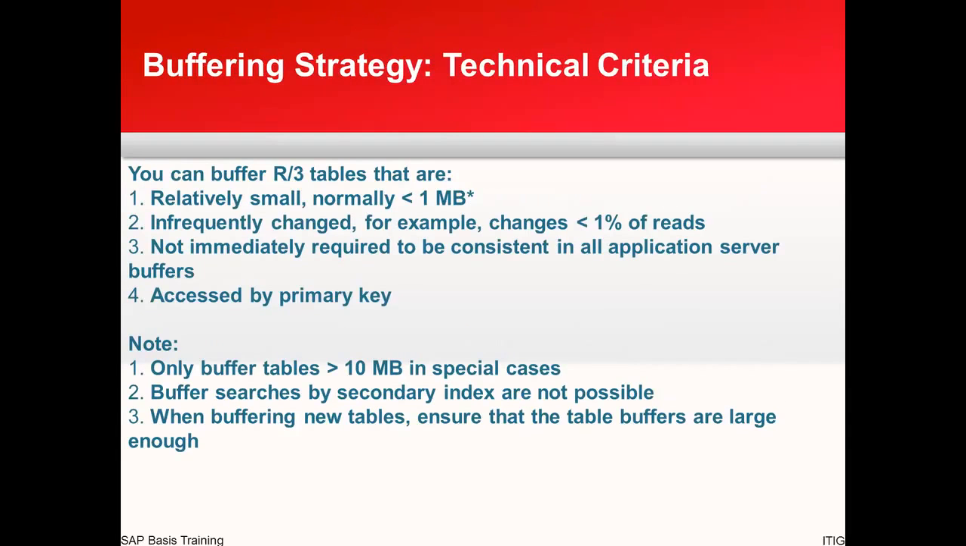Okay, now buffering strategy, that is technical criteria. You can buffer R3 tables that are relatively small, normally less than 1 MB, infrequently changed, for example, changes are less than 1% of reads, not immediately required to be consistent in all applications, server buffered and accessed by primary key. Note, only buffer tables greater than 10 MB in special cases. Buffering tables searched by secondary index is not possible. When buffering a new table, ensure that the table buffers are large enough.